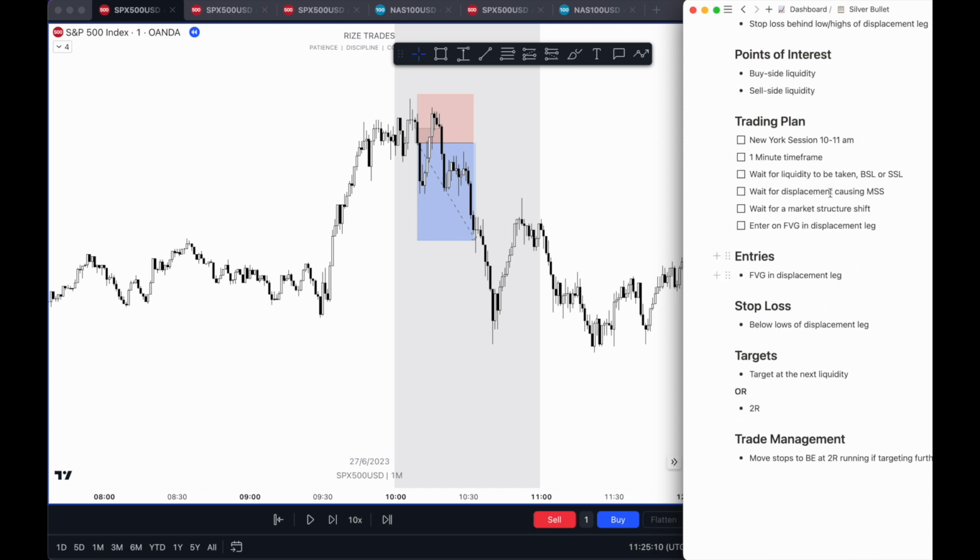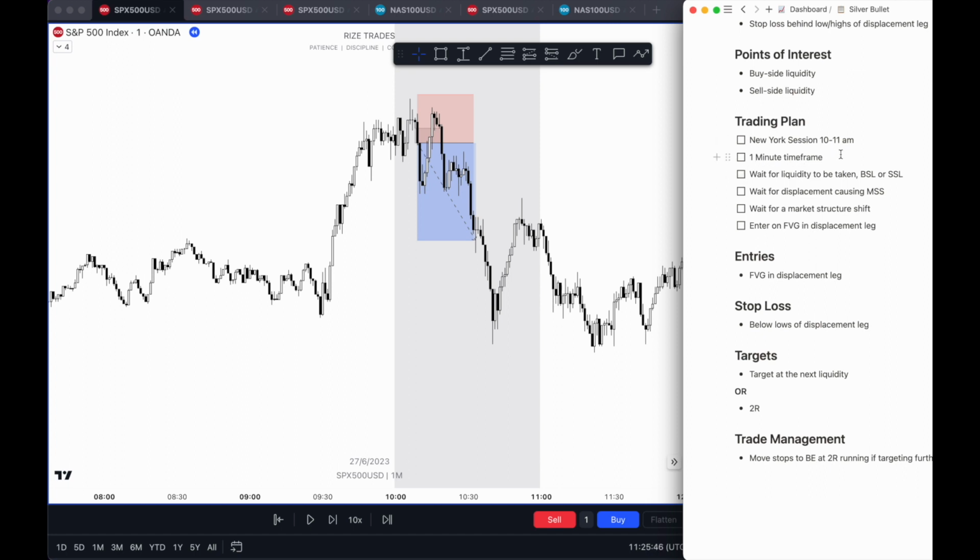So the trading plan is essentially this. You've got New York session 10 to 11 a.m. This may also be the London session, which is 3 to 4 a.m. This may also be the New York PM session, which is 2 to 3 p.m. This depends on what session you want to trade, whether you want to trade just one of them or all 3 of them. But 10 to 11 is the best time frame to trade. It's the one that I focus on the most, and I typically focus on the 1 minute time frame.